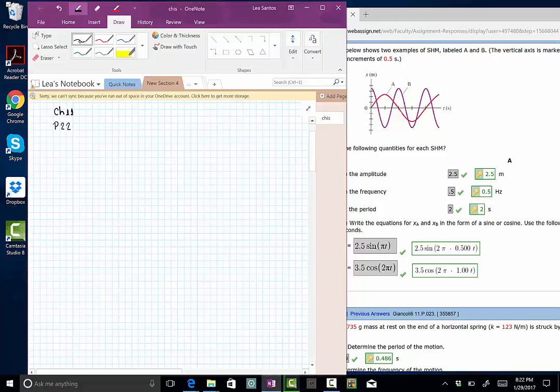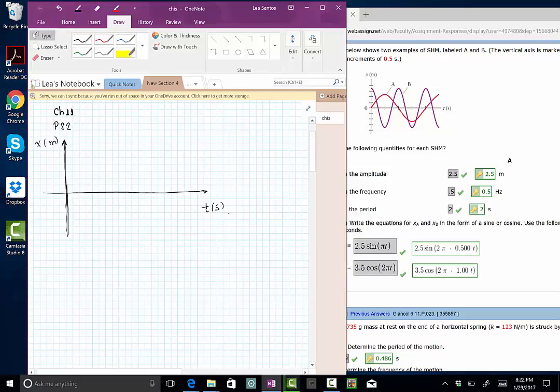Okay, so what is the idea? I have here the vertical axis and the horizontal axis. The vertical axis gives us the displacement of this object, in meters, and the horizontal axis gives us the time, in seconds.